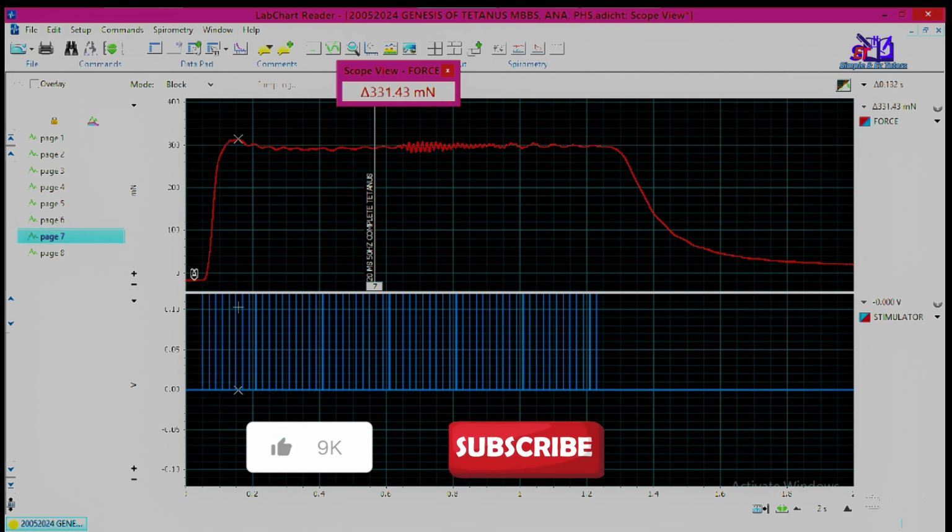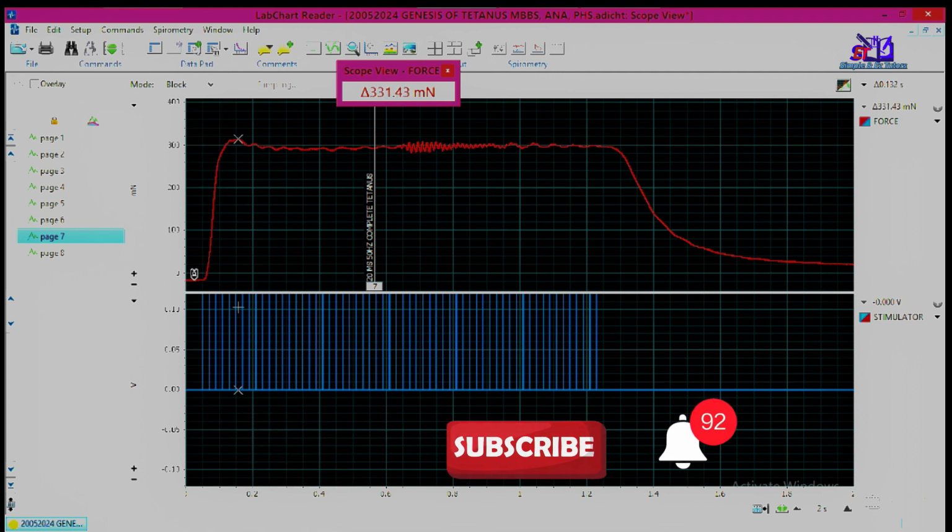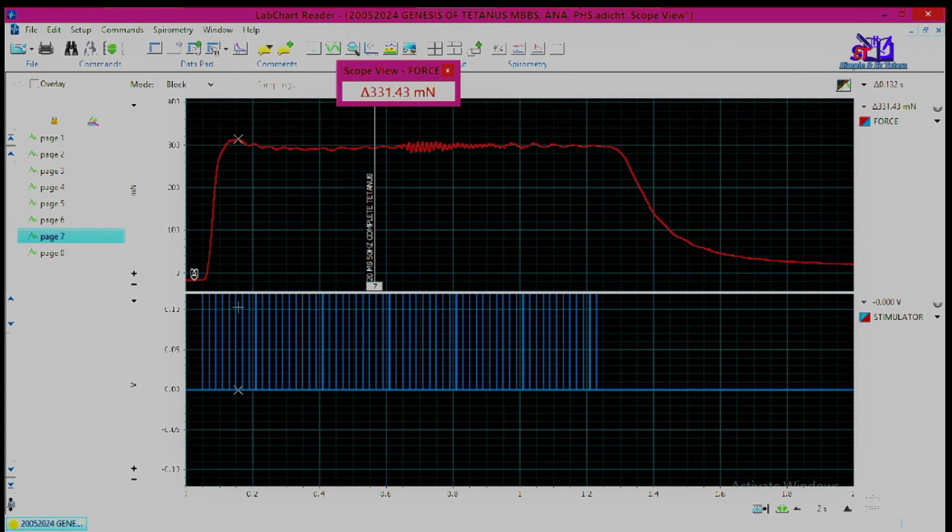Next page, where is the peak? We have 331.43 for 20 milliseconds. That is our complete tetanus.